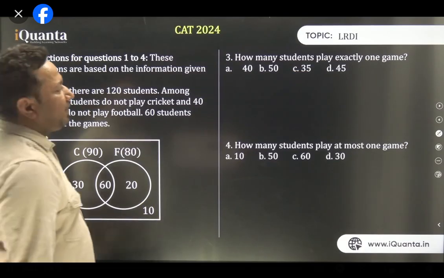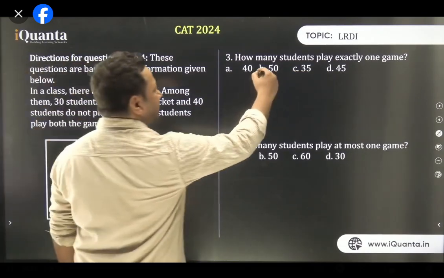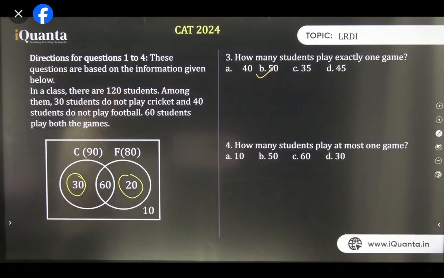Third, how many play exactly one game? Exactly one game. That means only cricket, only football. 30 plus 20, we have 50. So B is the correct answer over here.